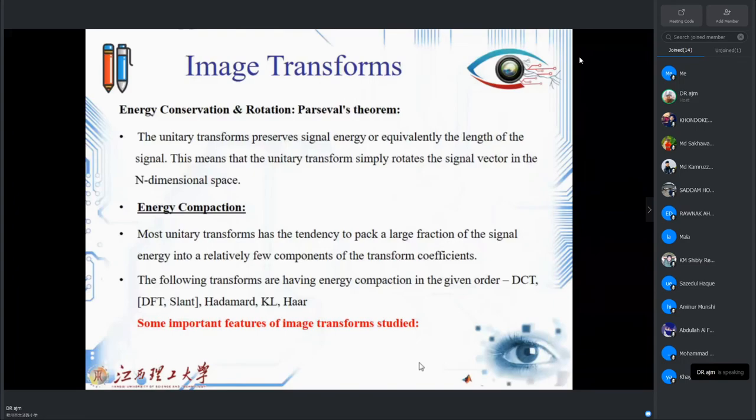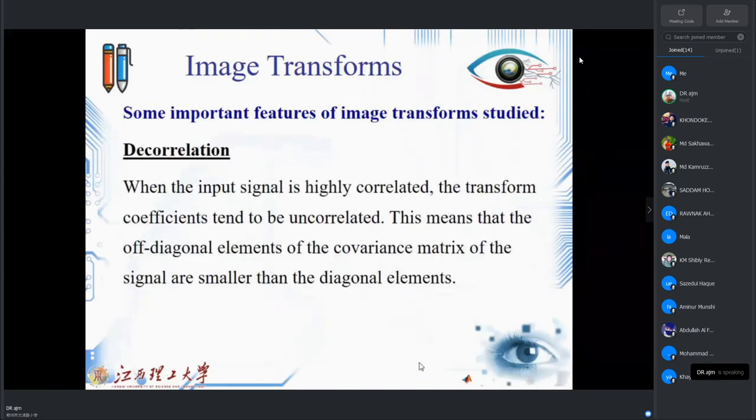One of the important features of image transforms is the decorrelation, when the input signal is highly correlated and the transform coefficients tend to be uncorrelated. This means that the off-diagonal elements of the covariance matrix of the signal are smaller than the diagonal elements.